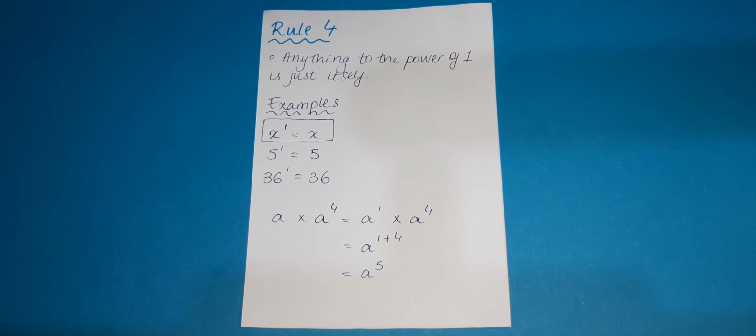So right at the bottom, if we see the example, a times a to the power of 4. We can write a as a to the power of 1 and times by a to the power of 4, and because it's multiplied, we can add the powers, which makes the answer a to the power of 5.